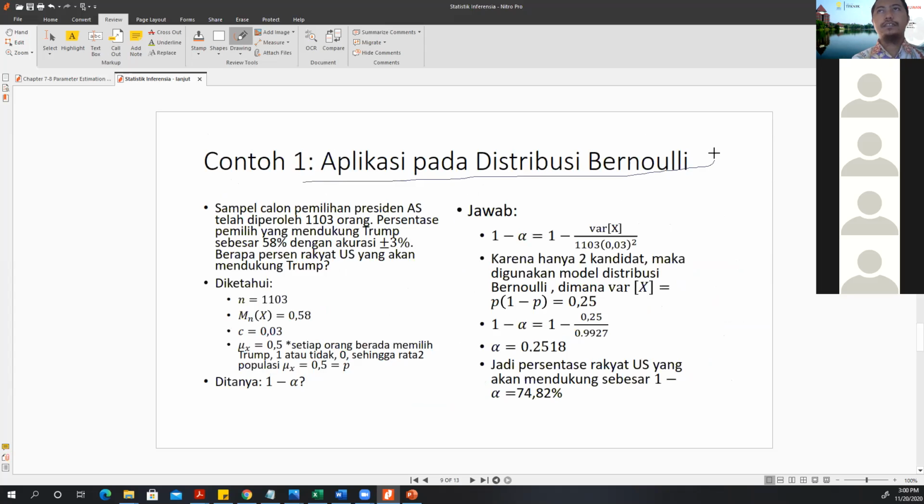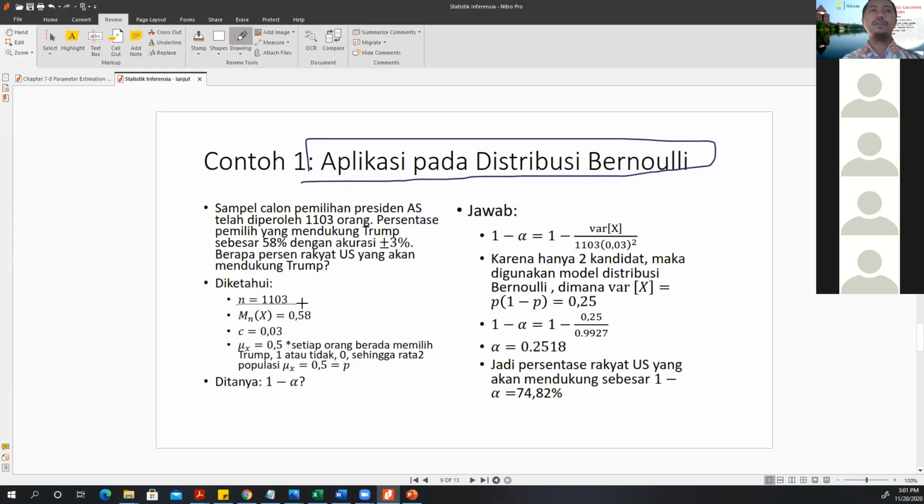And this is another example using Bernoulli distributions. For example, given the sample for the US presidential election, the sample size is 1,130 people. The percentage supporting Trump is 58%, with the accuracy being plus or minus 3%. Then compute how many percent of US citizens will support Trump.